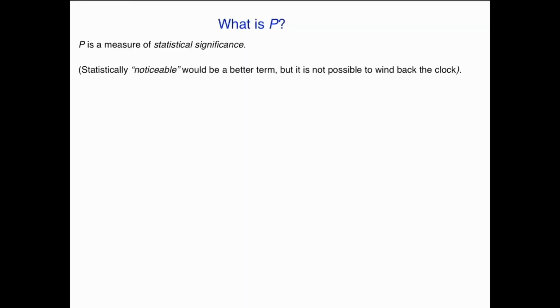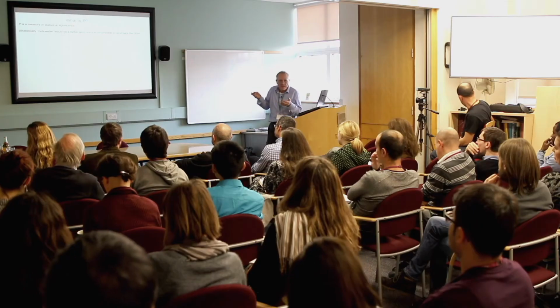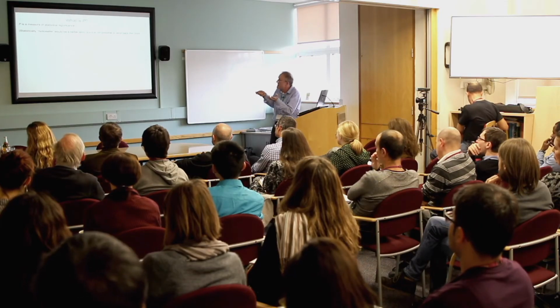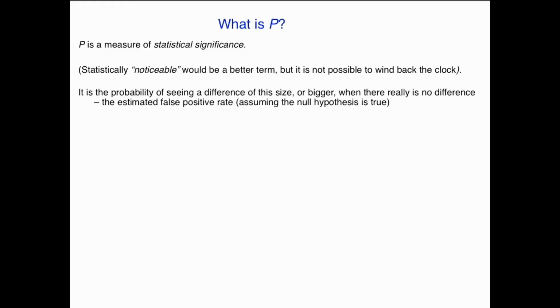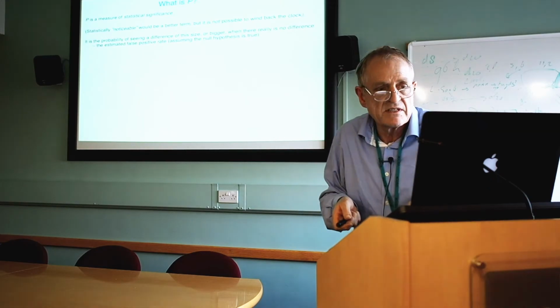But statistically noticeable would be a better term, right? Because we use the word significance, people think it's important, but it's not necessarily important. It's the probability of seeing a difference of this size or bigger when there really is no difference between the populations you've sampled from. It's like the estimated false positive rate, assuming the null hypothesis is true.